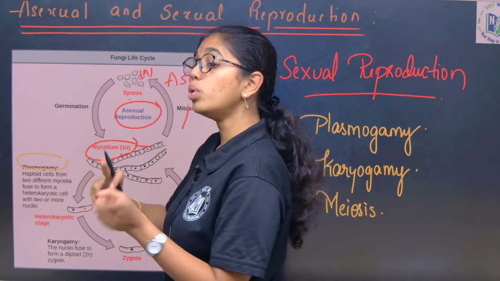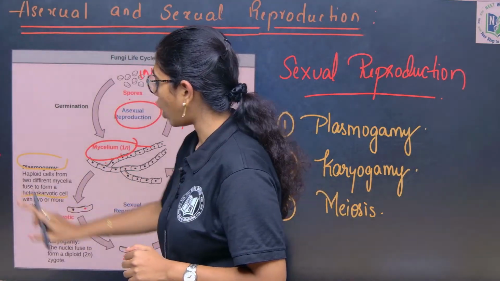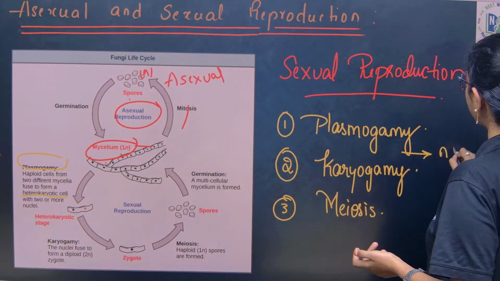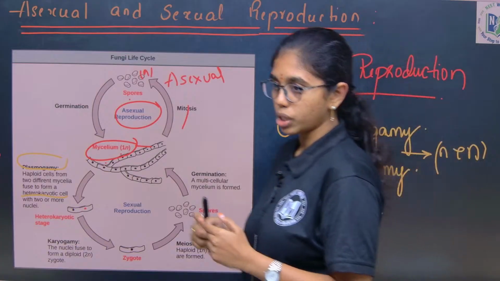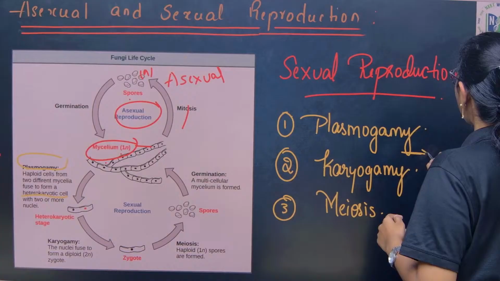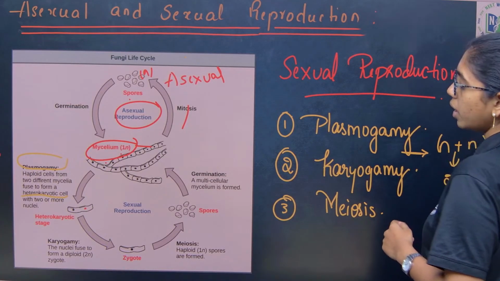Haploid cells from 2 different mycelial strains will fuse, forming a heterokaryotic cell. This heterokaryotic cell post plasmogamy, you can see N plus N condition. Karyogamy is what? Nuclear fusion. The nucleus, that is N plus N condition, will fuse and they will form a diploid nucleus. They will form what? Diploid nucleus.